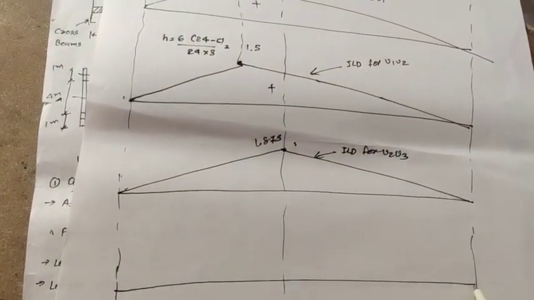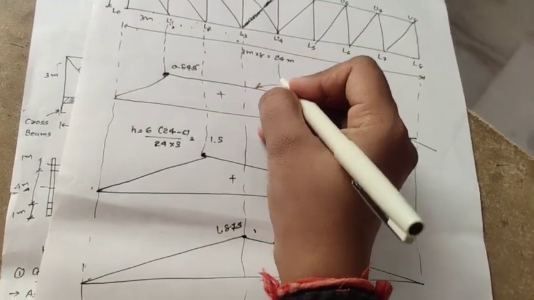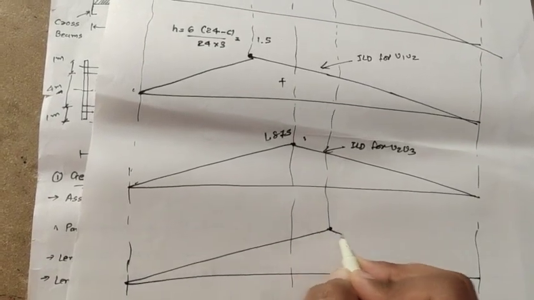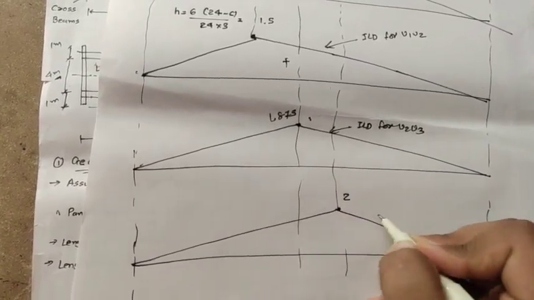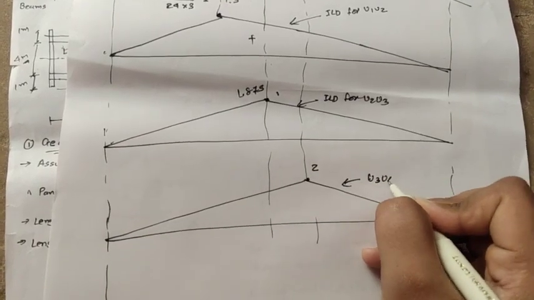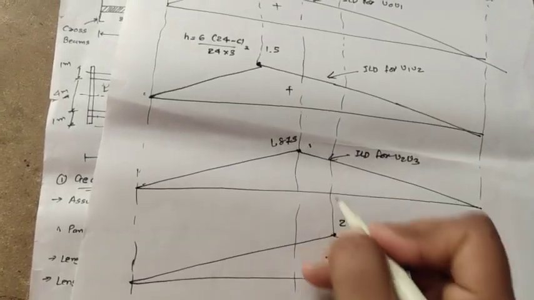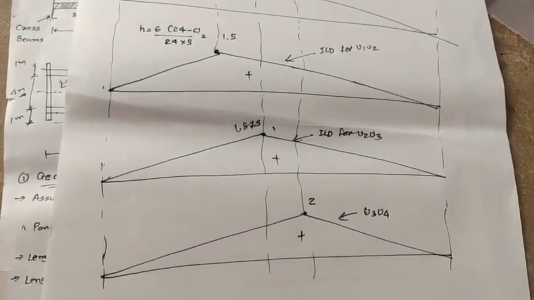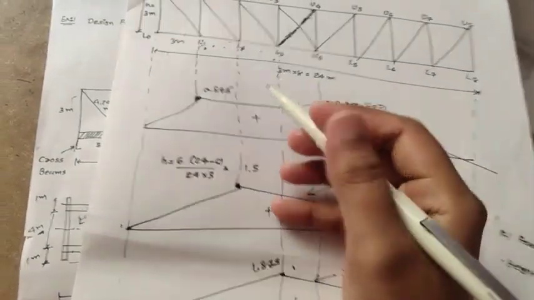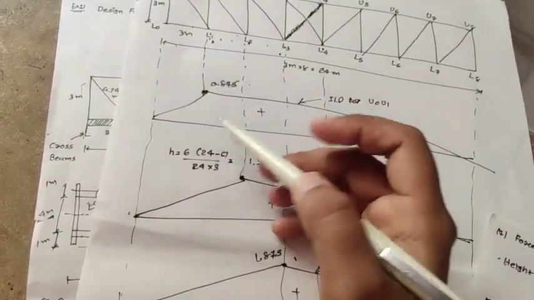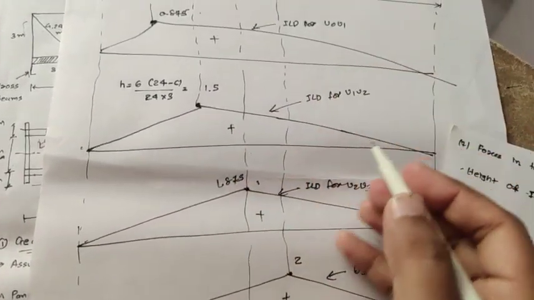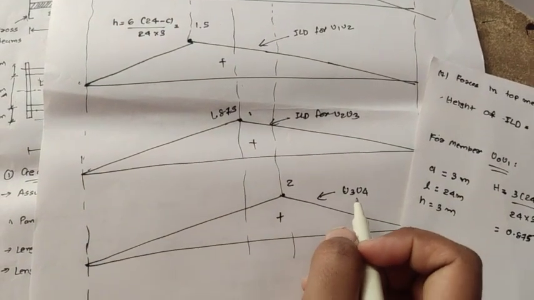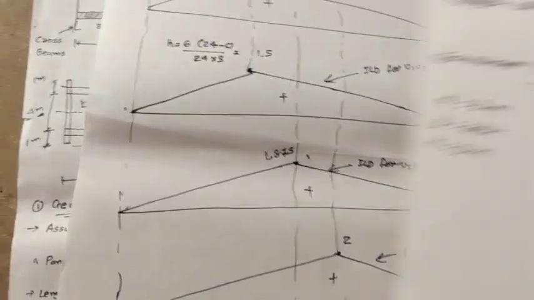Next and last diagram, as we extend to L4, right? So the point is here somewhere. The value is 2 and it is for member U3 U4, right? Here all the values in the diagram are plus, right? So we are finding all the values: the first is 0.875, this is the height of the ILD, then 1.5 for U1 U2, 1.875 for U2 U3, and for member U3 U4 its value is 2, right?